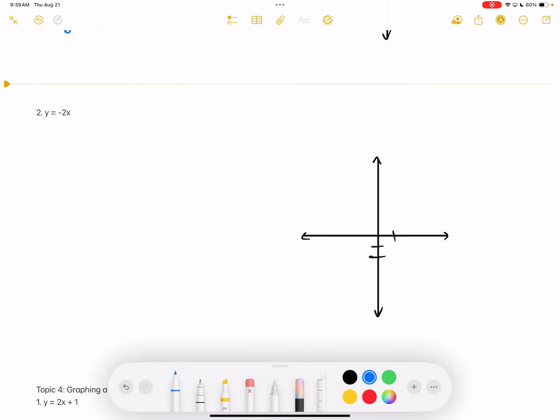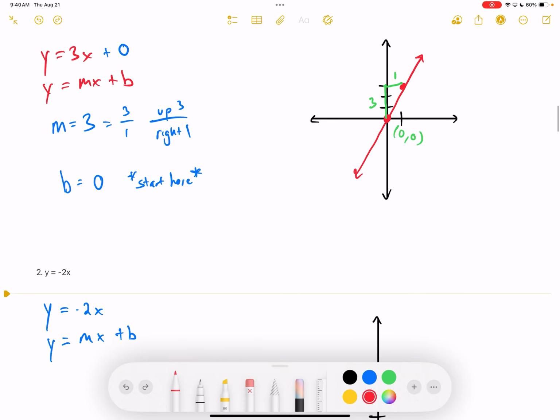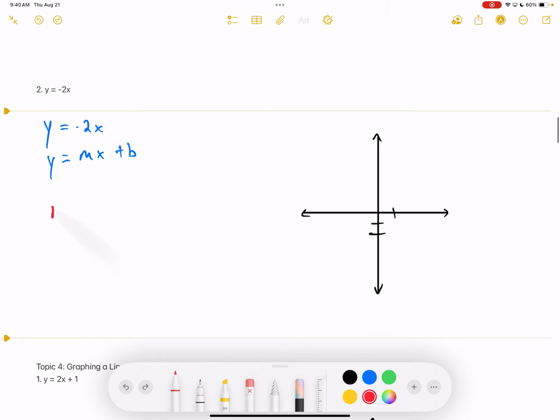The next one, very similar. I have y equals negative 2x. So when I'm looking at the y equals mx plus b, it's always nice to write y equals mx plus b right underneath it because then you get to see exactly where things go. So like the negative. Yeah, no, you're good. So my slope here is the number in front of x, so negative 2. Again, I'm going to write negative 2/1. This time it's negative, so I'm going to go down 2 to the right 1.